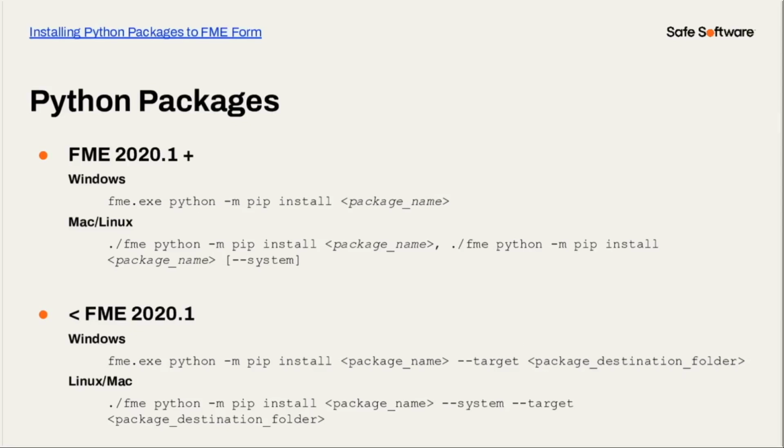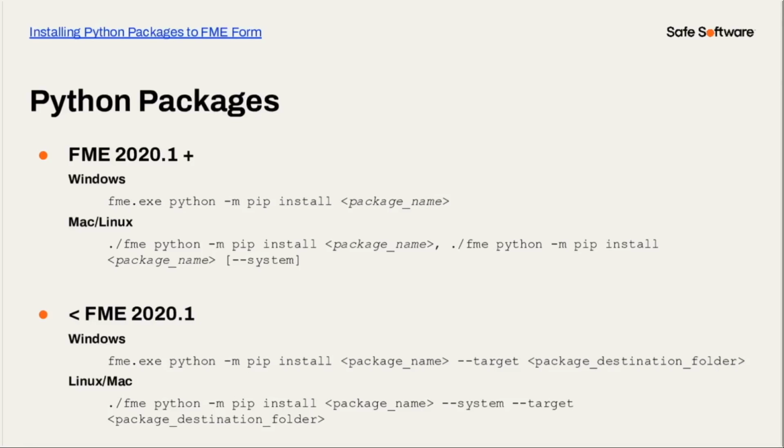Here you can see 2021 plus, which will make sense as I get to the second bullet point. You usually install a Python package using the FME executable and then Python, a little bit different from the regular pip install. It's usually py or pi, then install, and then the package name. The Mac and Linux equivalent is below that. And then for FME 2020.1 and before, you had to install Python packages using the target command to install into a specific place.